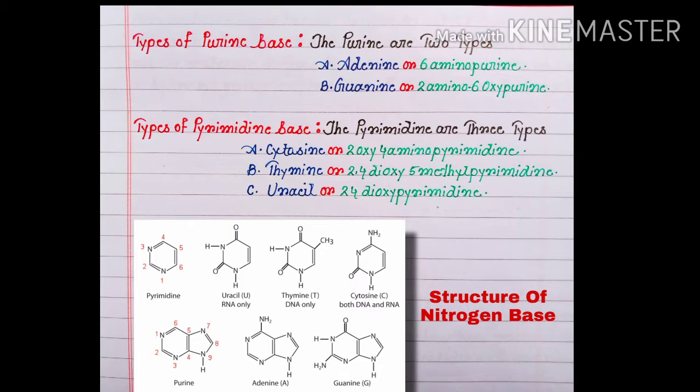And the pyrimidine bases are three types. First, the cytosine or 2-oxy-4-amino-pyrimidine. Second, thymine or 2,4-dioxy-5-methyl-pyrimidine. And third, the uracil or 2,4-dioxy-pyrimidine.